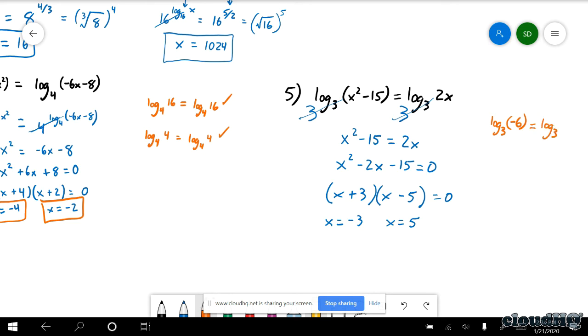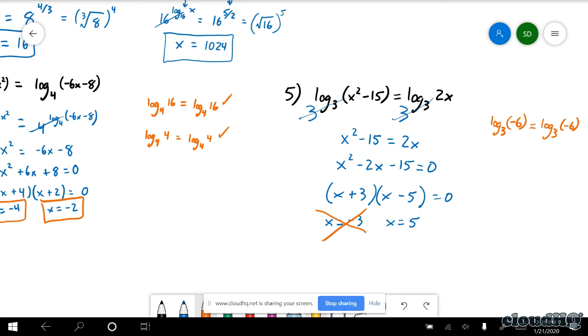Plug it on the right side. 2 times negative 3, negative 6. But don't they both say the same thing? But they're both undefined. You can't take a log of a negative number. I don't care that it says the same thing on both sides. Neither of them are okay. So negative 3 does not work.